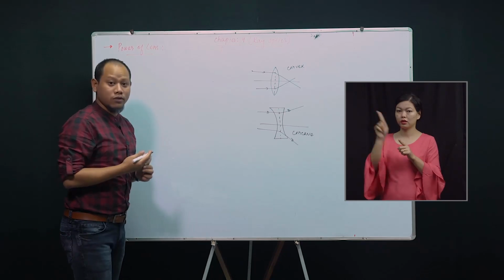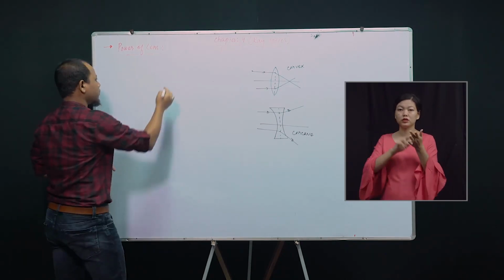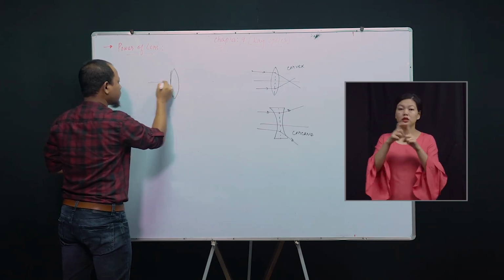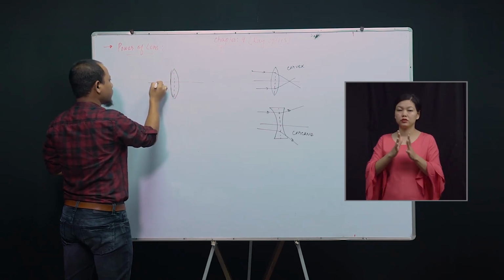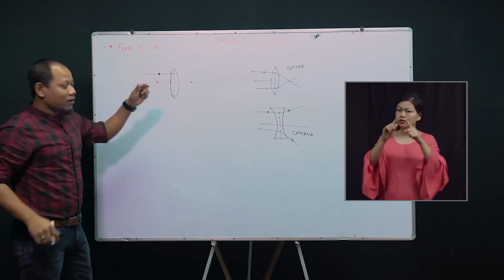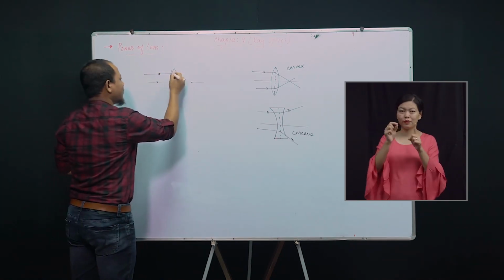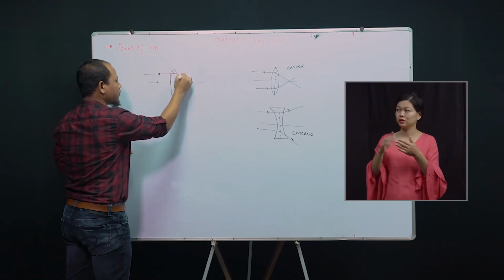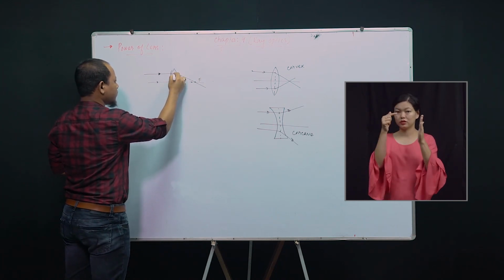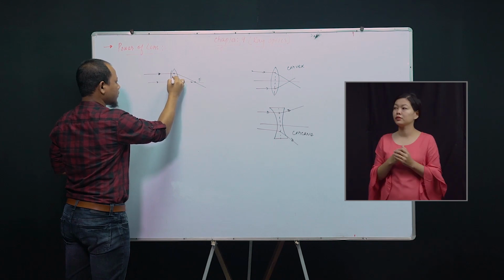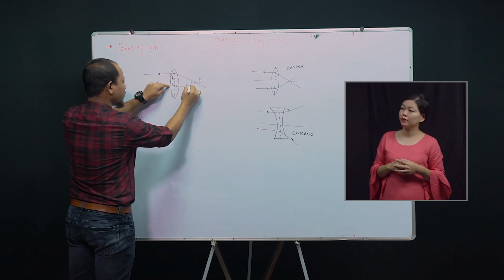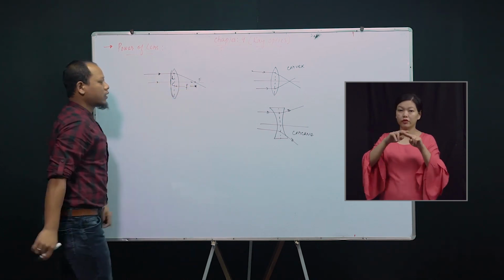Let me give you the definition with the help of a proper diagram. Say I am considering a concave lens. This is the principal axis, and this is a ray falling parallel to it. Since the ray is parallel to the principal axis, after refraction it will pass through the focus. Say this is the optical center, and the distance of this point from the optical center is h. The distance between the optical center and the focus is the focal length, denoted by f.